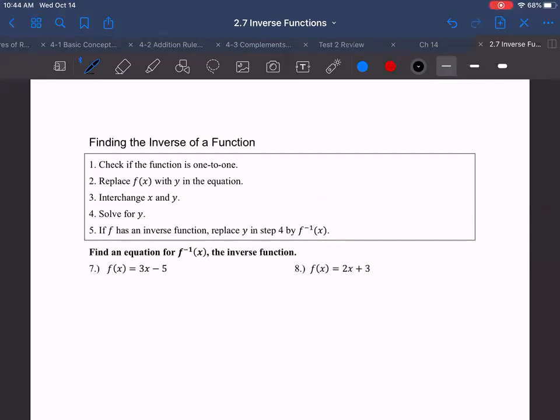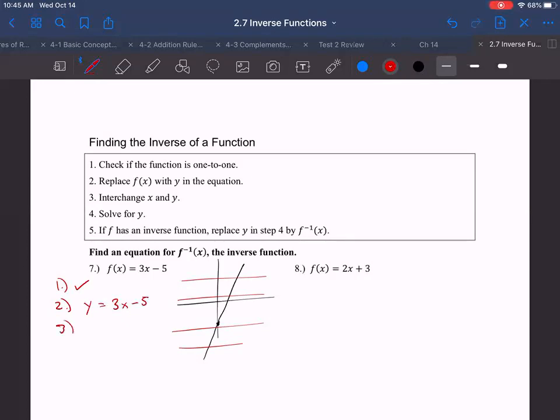I look at f of x equals 3x minus 5. This is simply a straight line. It goes through negative 5 and has a slope of 3. So the graph looks like that. It therefore is a straight line and passes the horizontal line test. So step 1: yes, it passes that horizontal line test. Therefore, I can move on. Step 2 says replace f of x with y. So I'm going to write this as y equals 3x minus 5.